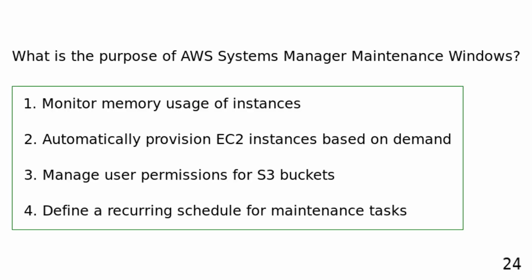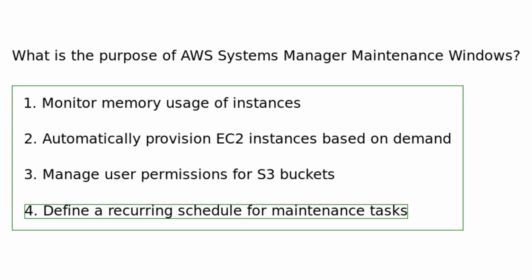What is the purpose of AWS Systems Manager maintenance windows? Monitor memory usage of instances. Automatically provision EC2 instances based on demand. Manage user permissions for S3 buckets. Define a recurring schedule for maintenance tasks. AWS Systems Manager maintenance windows allow users to define a recurring schedule for maintenance tasks, enabling automated updates and administrative tasks to be executed on a regular basis.